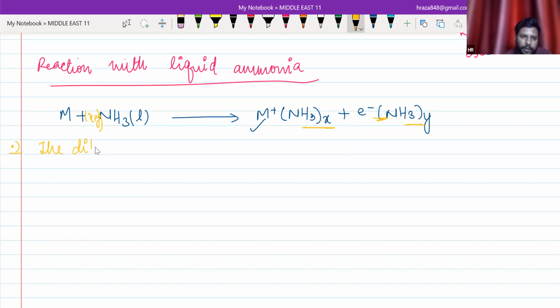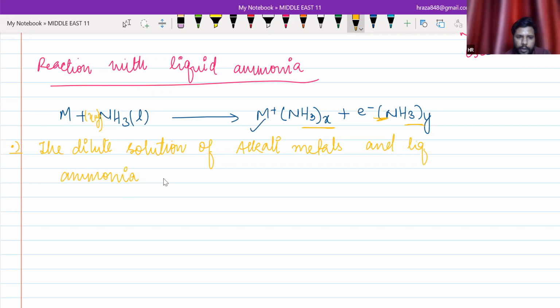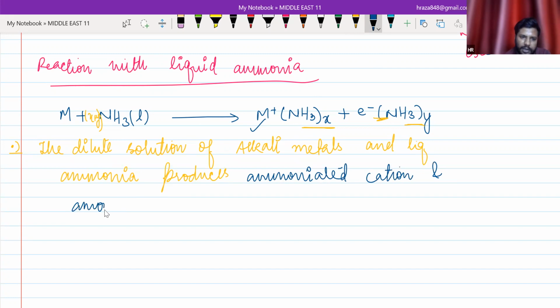the dilute solution. Write with me, the dilute solution of alkali metals and liquid ammonia produces ammoniated electron and ammoniated cation. This electron is known as the ammoniated electron, and this cation is known as the ammoniated cation. So basically this is the ammoniated electron.